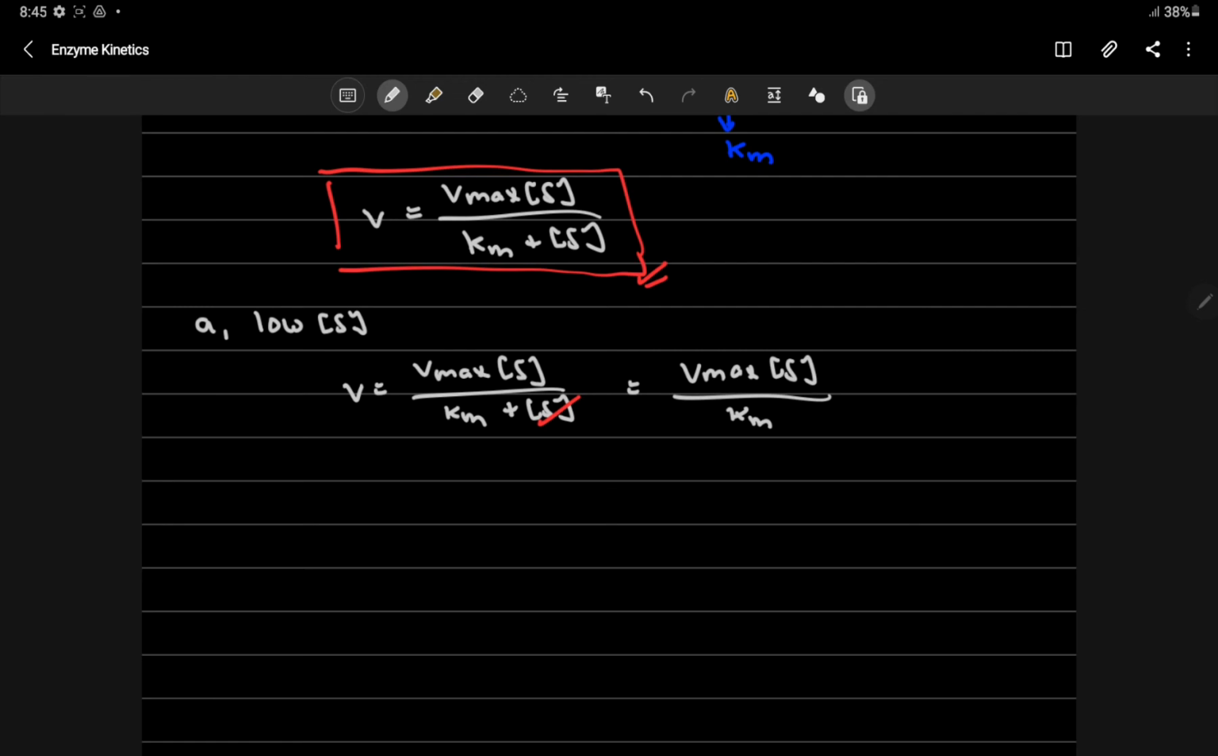Ano ibig sabihin yan? It means that yung rate V, okay, ang ibig sabihin yan, V depends linearly on the substrate concentration at this condition. So, lumalabas na kapag masyadong mababa yung substrate concentration, para tayong nagkaroon ng first order na reaction. Okay?